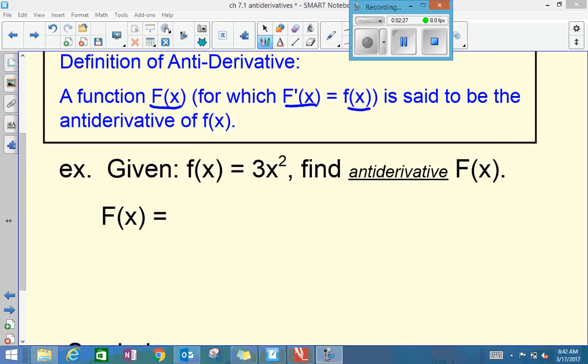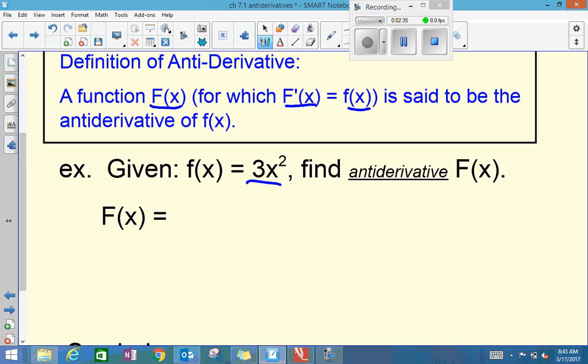For example, if we were given that f of x equals 3x squared, and we want to find the antiderivative, capital F of x, we want to basically find what function, if I took the derivative, would be 3x squared. So think about that for a second. And when you think about the derivative rules, hopefully you would come up with the fact that if capital F of x equals x to the third, then the derivative f of x would be 3x squared. So x to the third is the antiderivative of 3x squared.